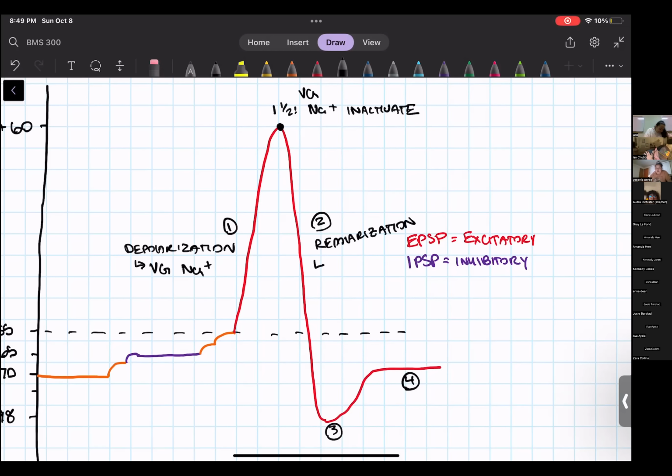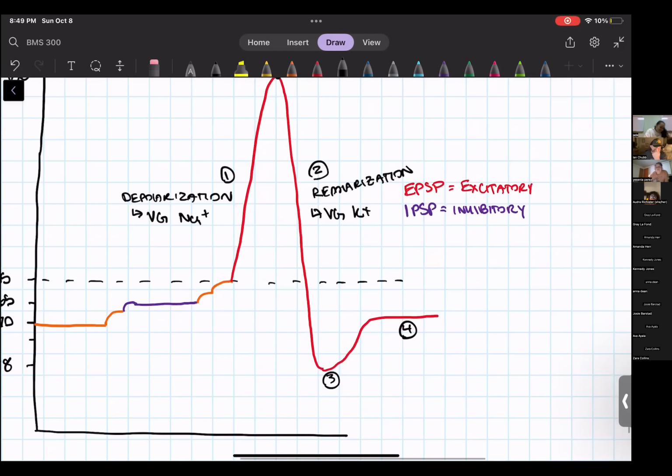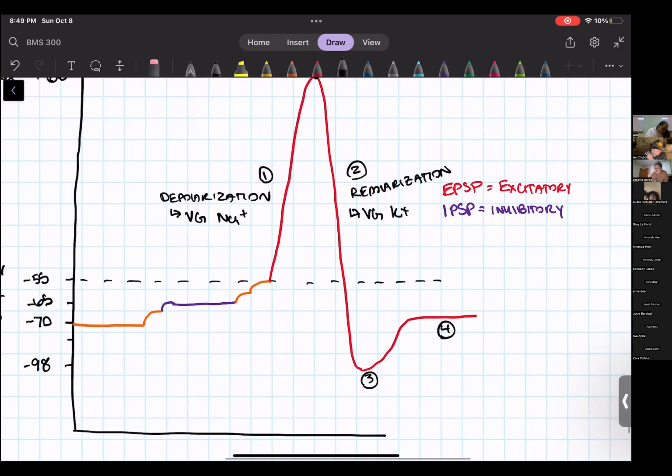Which is going to be due to voltage gated potassium. That's why we dip all the way back down to negative 98, which is our equilibrium potential for potassium. And then all of our channels close here, so all voltage gated close. So now we can then repolarize back to our, or depolarize back to our resting membrane potential, which is at negative 70. And that's all due to our potassium leak.